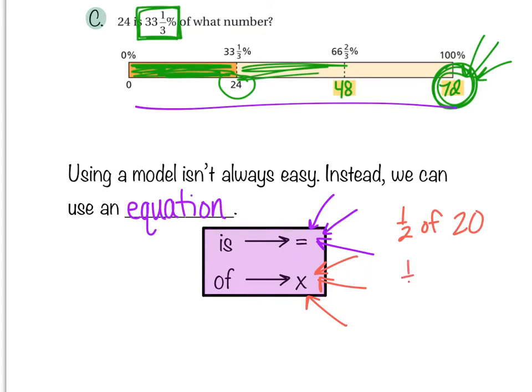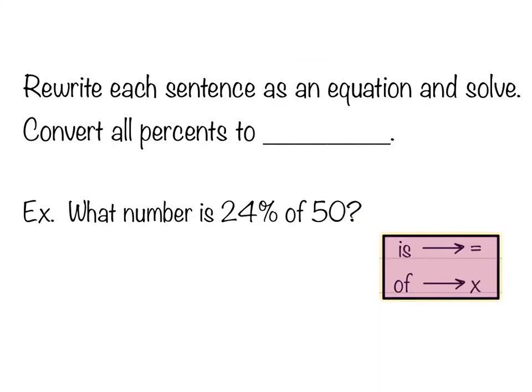Well, that's exactly what you get when you turn the "of" into a multiplication symbol. You get the answer to be 10. So the word "of" in math means to multiply. So we're going to use that fact when we write these equations.